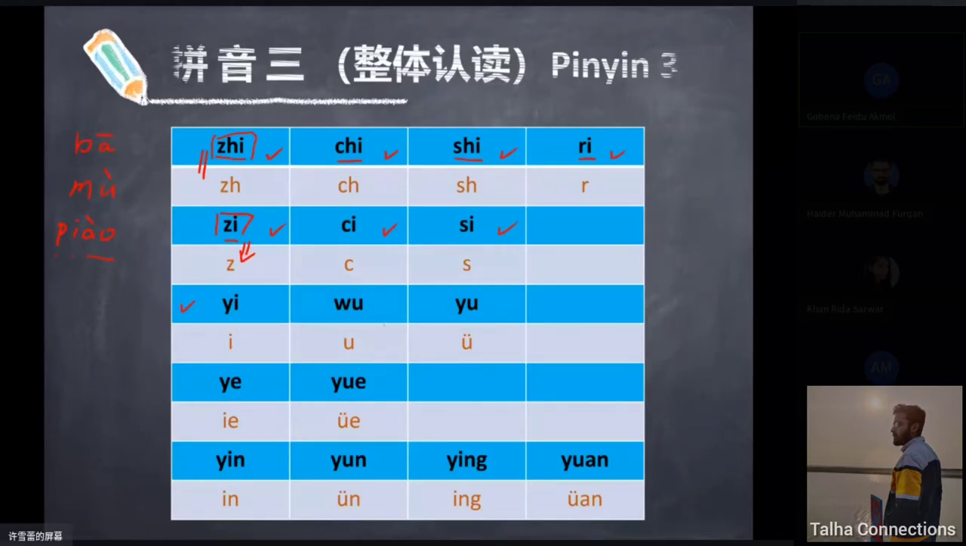Now, for this group, now this one is read yi. Do you find that it's very similar to the final we already learned? This one's yi, right? Anybody has a question?